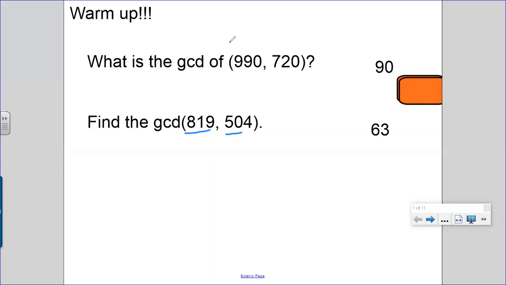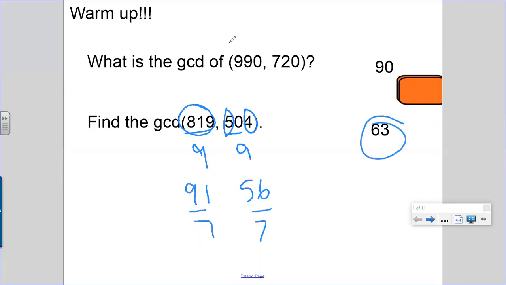819 and 504. Those aren't great numbers to deal with. We might be able to know, maybe if you know your 9 trick, right? The sum of the digits add up to 9. So you know, oh, that's divisible by 9. This is divisible by 9. And maybe you divide both of them by 9 and get what? 504 divided by 9 is 56. And then 819 divided by 9, and you get 91. And then from there, you're able to figure out that, hey, this is also divisible by 7. So you get 63. Maybe that's what you did.